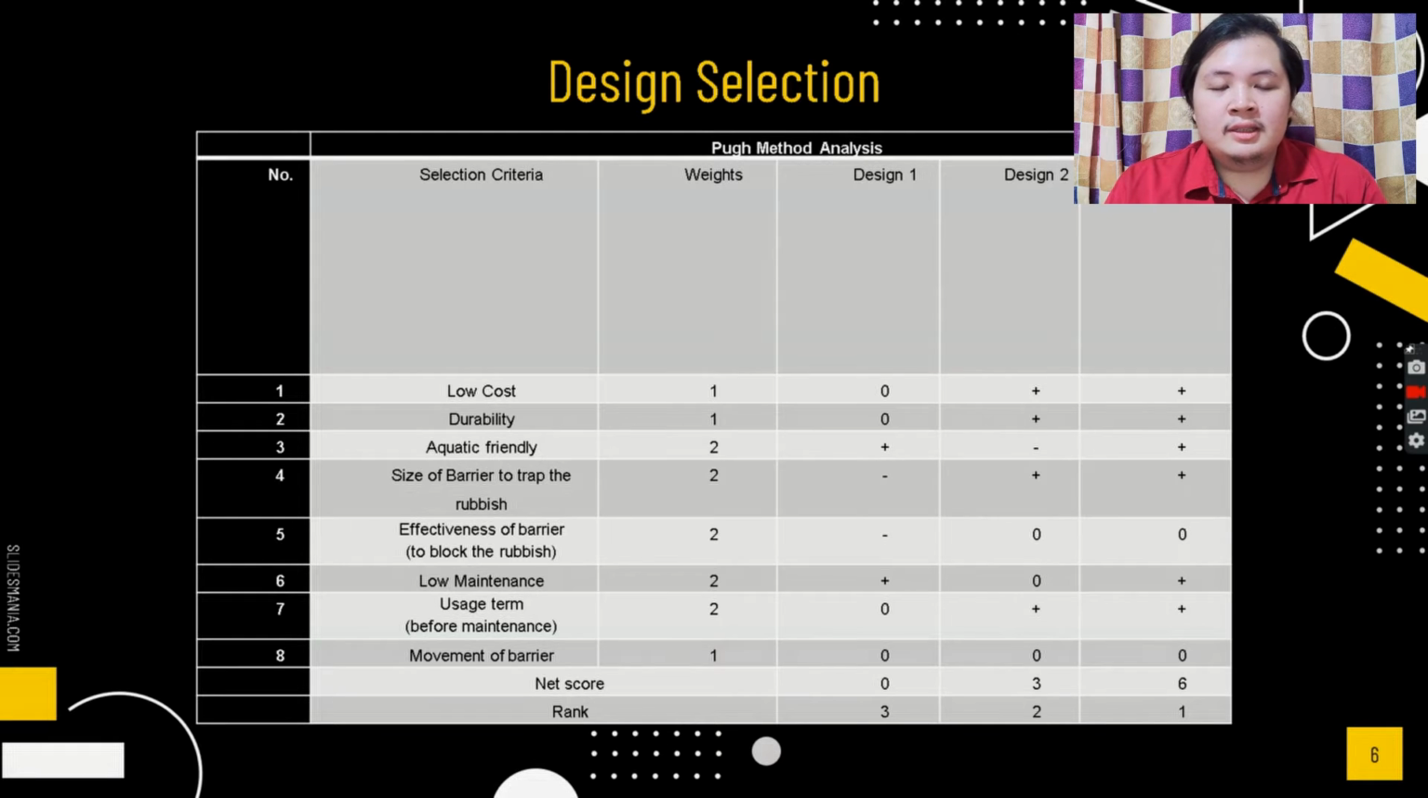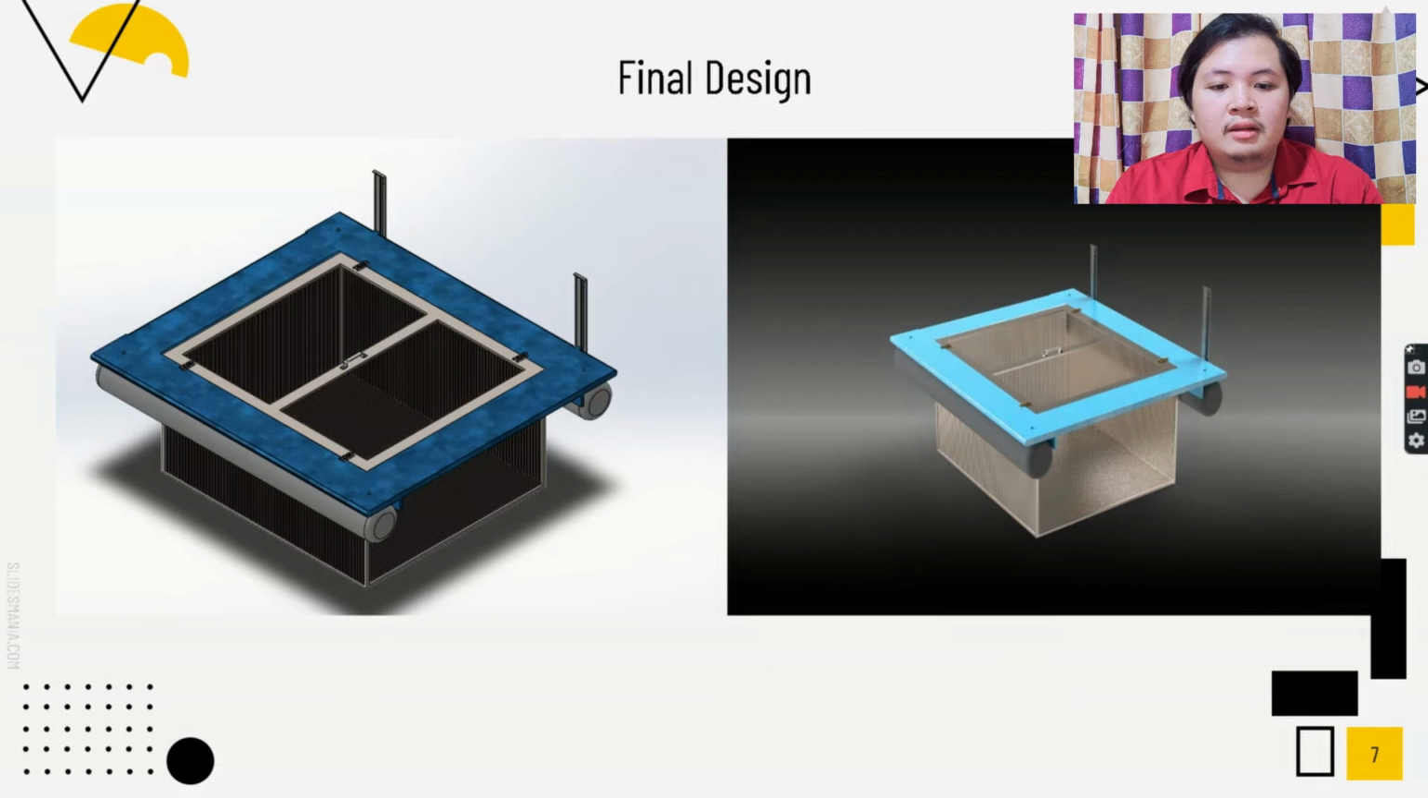For the design selection, we are using the PARC method analysis. There are a few selection criteria for the analysis. The first one is low cost, durability, aquatic friendly, size of the barrier to trap the rubbish, the effectiveness of the barrier, low maintenance, usage term, and movement of barrier. So we calculate the net score and rank each of the designs.